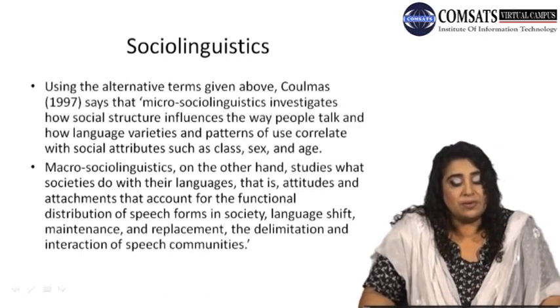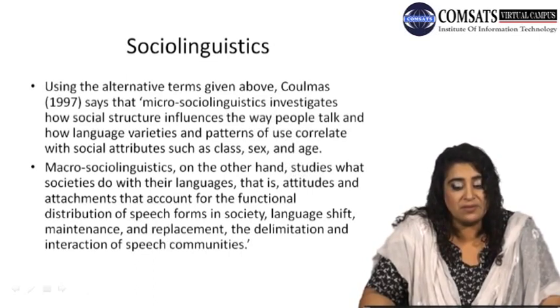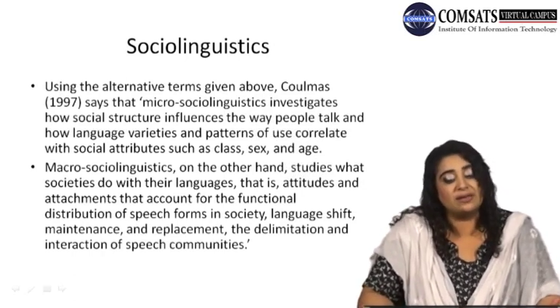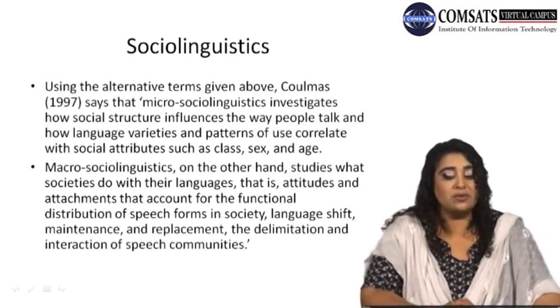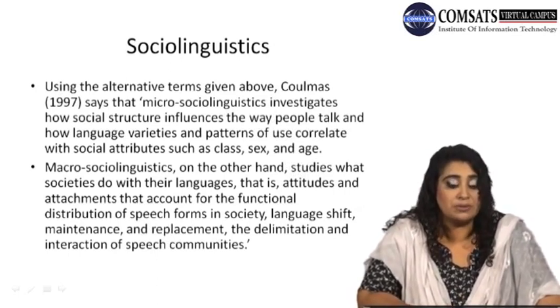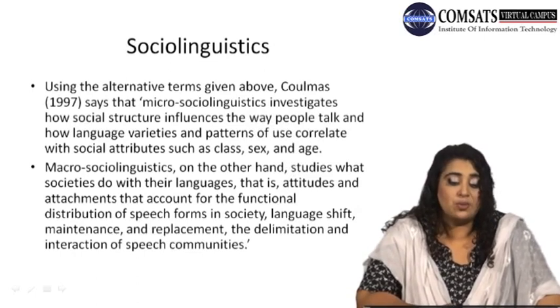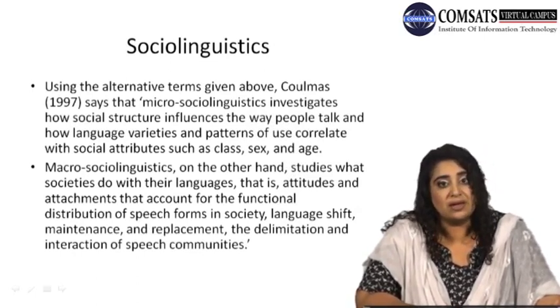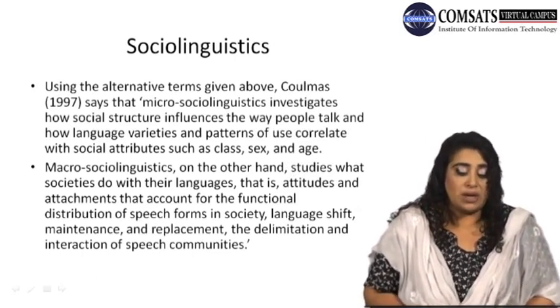So using the alternative terms given above, Coulmas in 1997 says that micro-sociolinguistics investigates how social structure influences the way people talk and how social varieties and patterns of use correlate with social attributes such as class, sex, and age. That means how society influences the way people talk, and how language varieties or patterns correlate with social attributes such as class, gender, or the age of the person. Macro-sociolinguistics, on the other hand, studies what societies do with their languages.